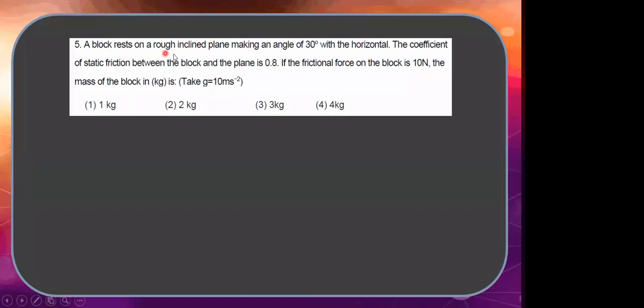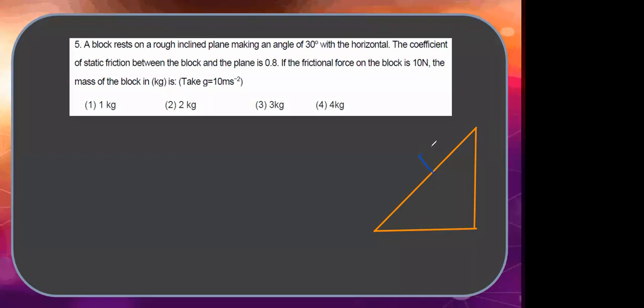A block rests on a rough inclined plane, making an angle of 30 degrees with the horizontal. The coefficient of static friction between the block and the plane is 0.8. If the frictional force on the block is 10 newtons, then the mass of the block is? According to this data, we have to draw the diagram. This is the inclined plane.